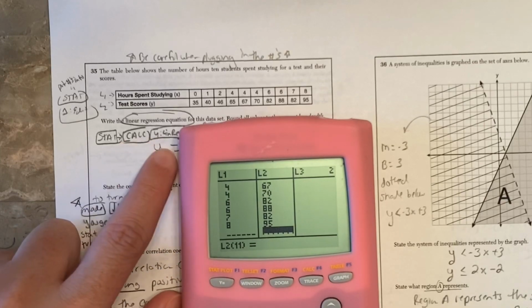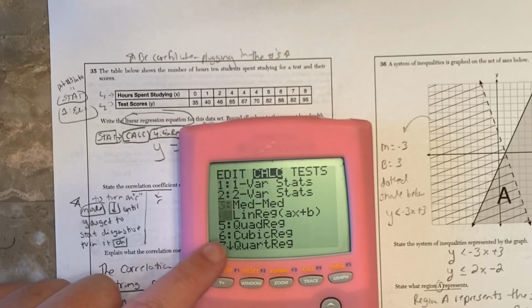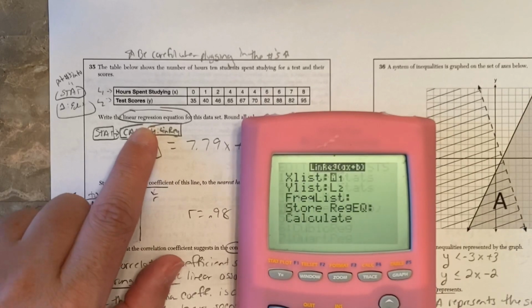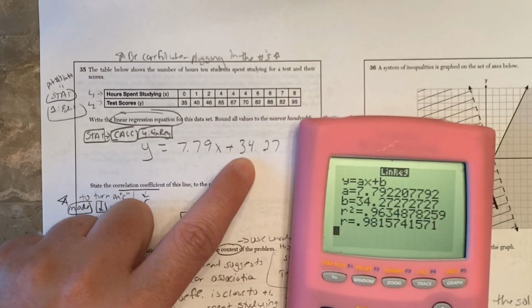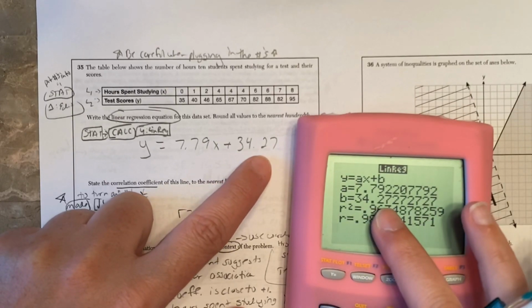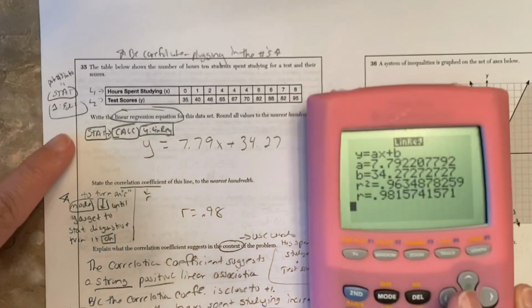All right, then we're going to go to Stat Calc 4. Stat Calc 4, right? This is linear regression. They want linear regression. And let's see what we get. All right, 7.79, 34.27, nearest hundredth, so that is it.